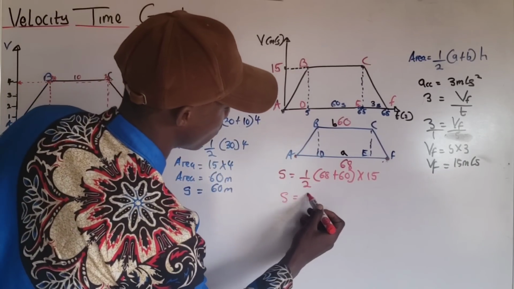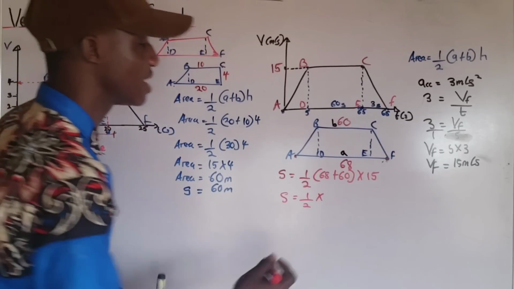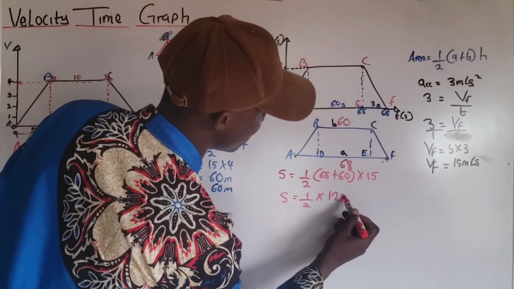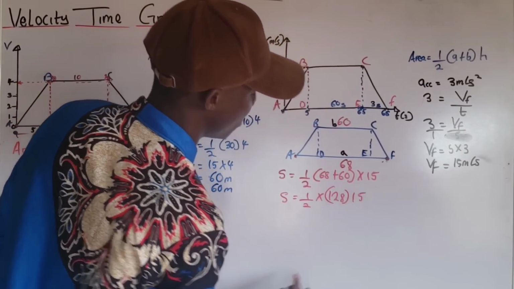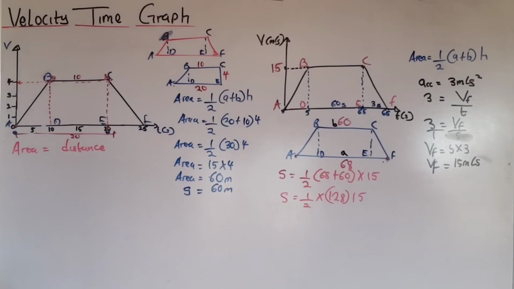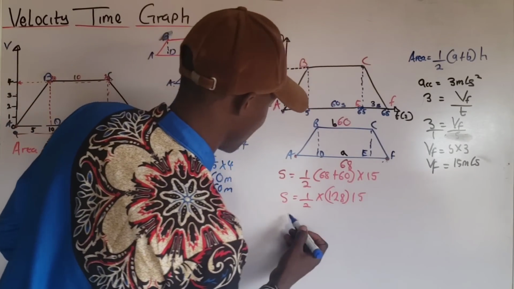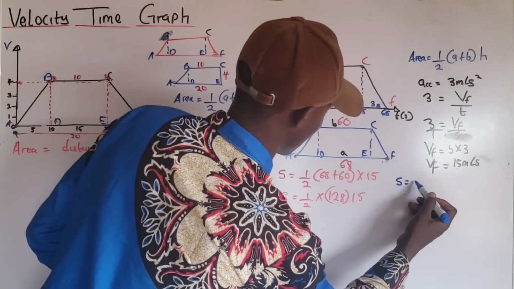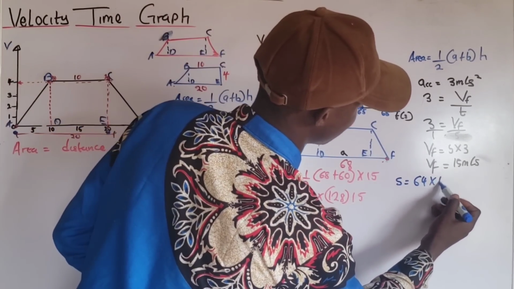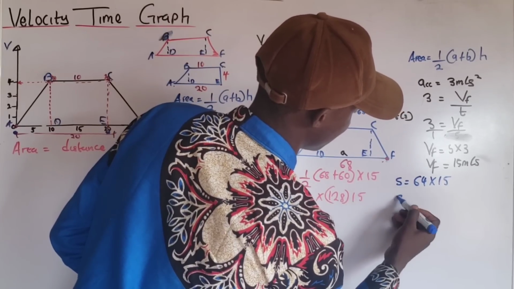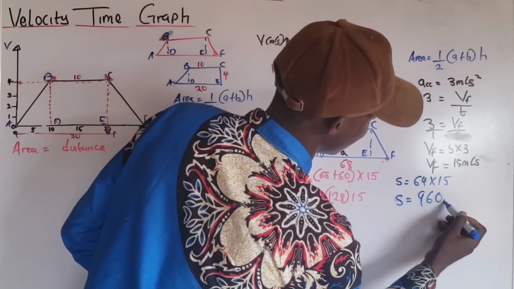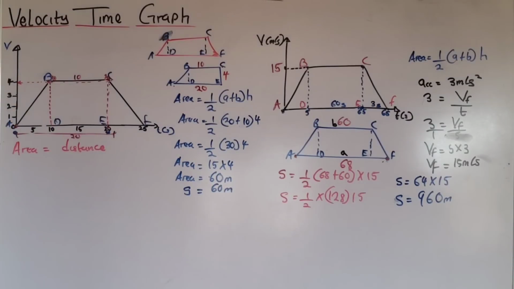So S is equal to 1/2 multiplied by (60 plus 68). That is 128, multiplied by 15. Now, 128 divided by 2 is 64. So S is equal to 64 multiplied by 15. That is S equals 960 meters. Do you understand? If you didn't understand, you have to listen to the explanation again. So that is how to solve a question on the velocity time graph.